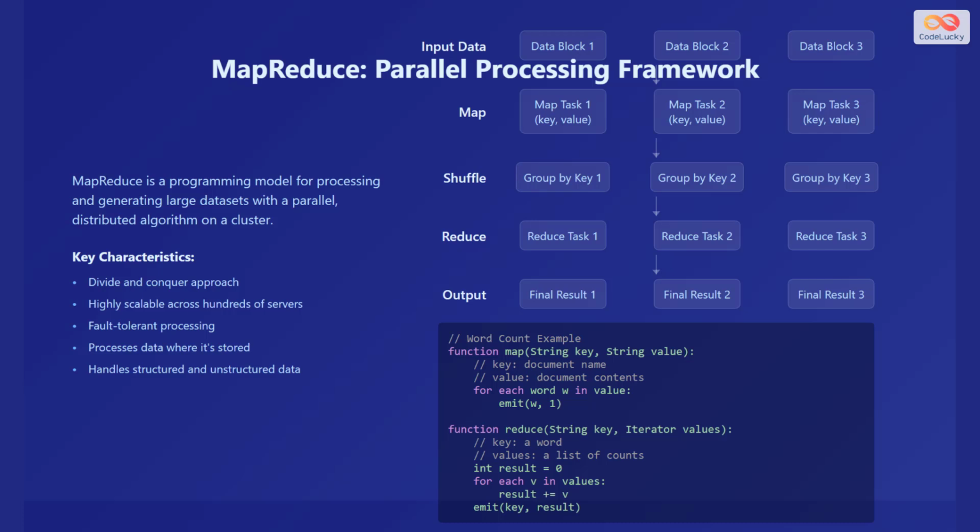The MapReduce process involves several phases. First, input data is divided into blocks. Then, the map phase applies a function to each block, generating key-value pairs. The shuffle phase groups the data by key. Next, the reduce phase processes the grouped data to produce a final result. Finally, the output phase stores the results. An example of a word count implementation is provided.